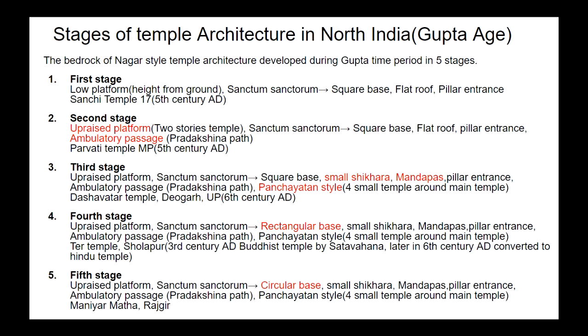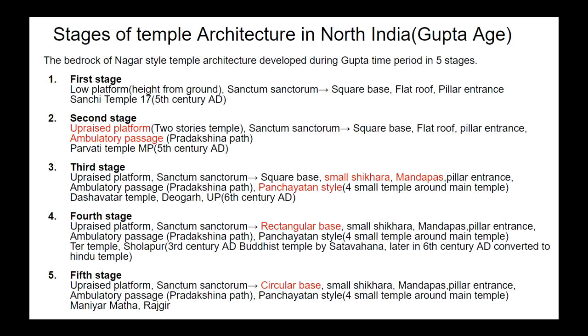The example of second stage temple architecture is Parvati Temple in MP, built around 5th century AD. So, what were the changes from the previous stage? I mentioned in red color. So, in the second stage, we found an upraised platform and ambulatory passage in addition to the first stage.